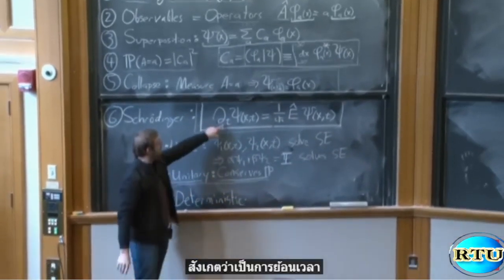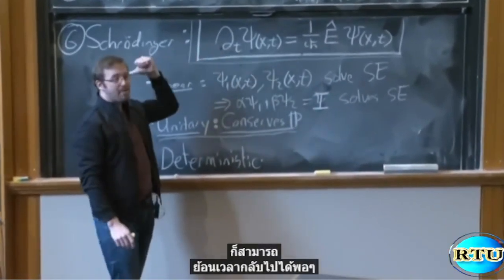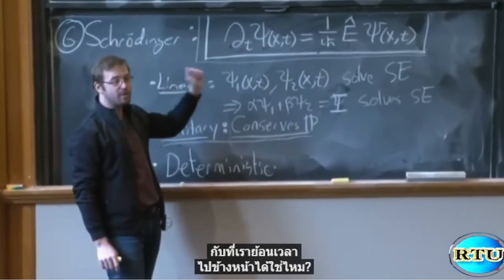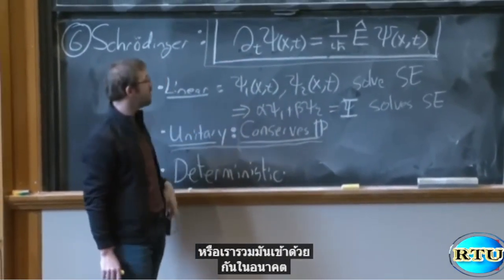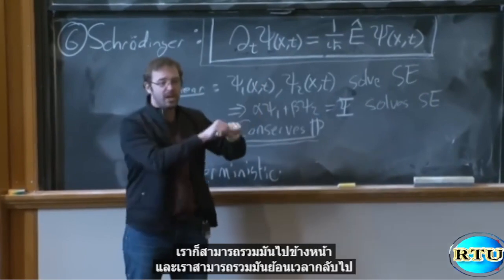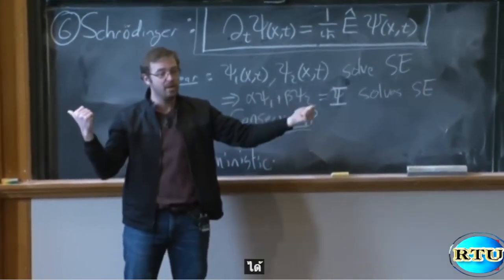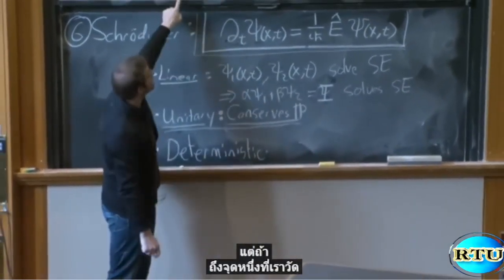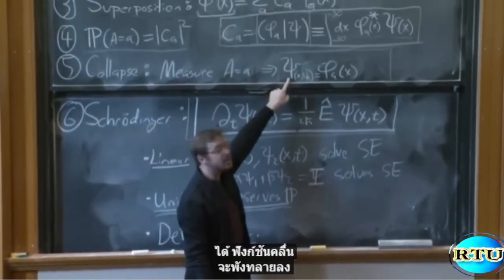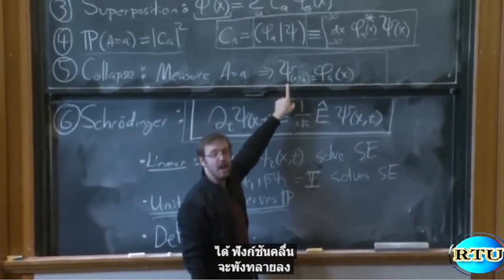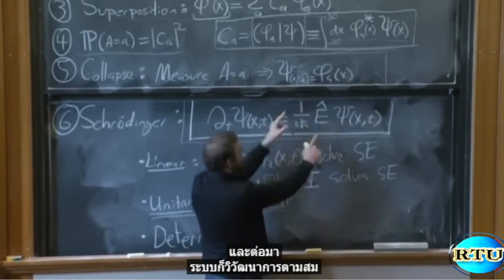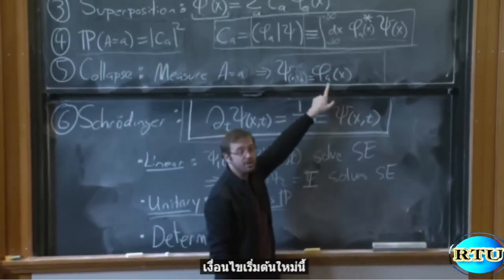Notice that it's time reversal. If we know its time derivative, we could run it backwards just as well as we could run it forwards, right? We could integrate that in time back, or we could integrate that in time forward. So if we know the wave function at some moment in time, we can integrate it forward, and we can integrate it back in time. But if at some point we measure, then the wave function collapses. And subsequently, the system evolves according to the Schrodinger equation, but with this new initial condition.